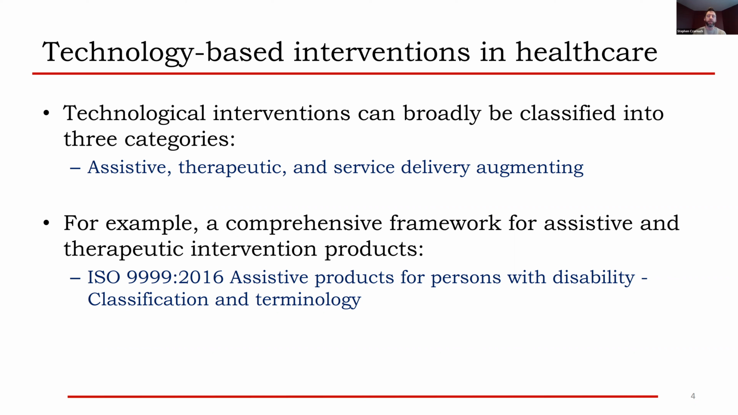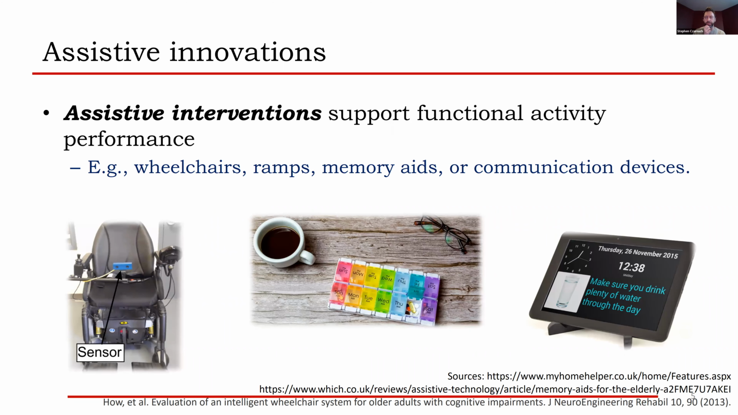And within this taxonomy, or this sort of classification, interventions, and specifically healthcare interventions, are broken down into three categories: either assistive, therapeutic, or service delivery augmentation. I'm going to very briefly spend some time discussing what these mean, because I think it's interesting to think about the fact that we're taking the issues associated with healthcare and breaking them down into different perspectives on how we view the end users.